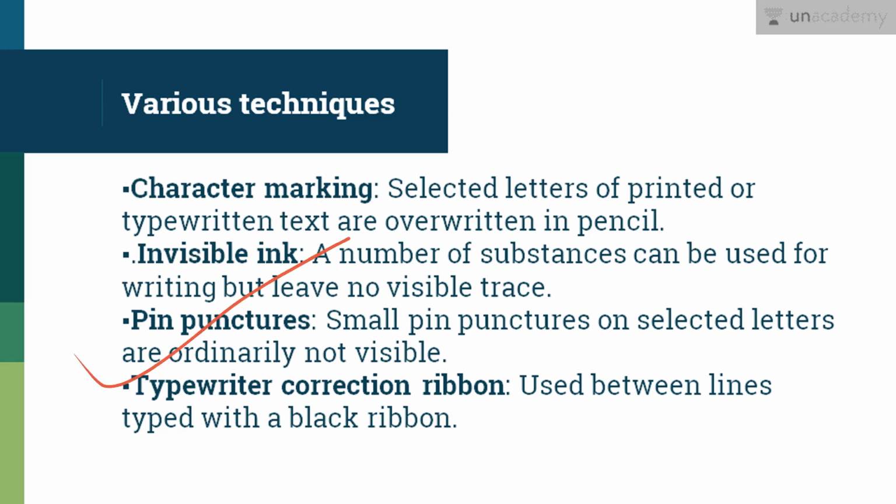The next topic is pin punctures. So small pin punctures on selected letters are ordinarily not visible unless the paper is held up in front of light. Next is a typewriter correction ribbon. So this is used between lines typed with a black ribbon. The results of typing with the correction tape are visible only under a strong light.